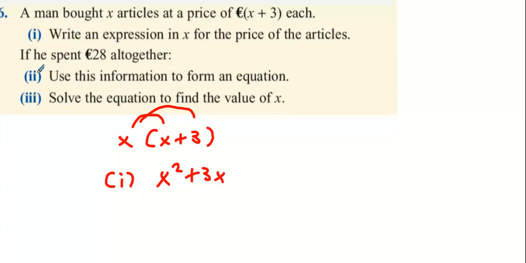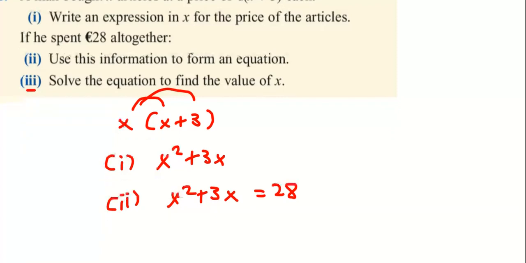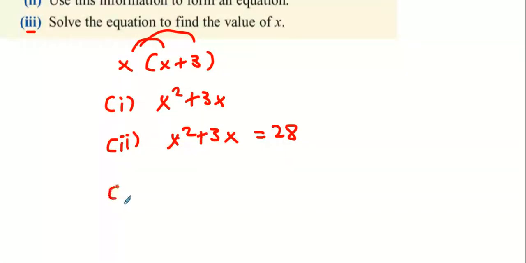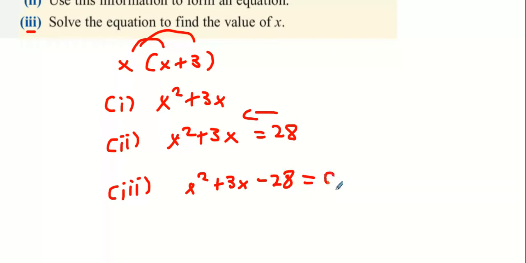Now part 2 says if we spend €28 altogether, this means our x squared plus 3x must be equal to 28. And then finally part 3, solve the equation. So part 3 is x squared plus 3x. We bring the 28 from the right side to the left side. Once again, one of them's a plus and one of them's a minus. Make a list of numbers that multiply out to give you minus 28.